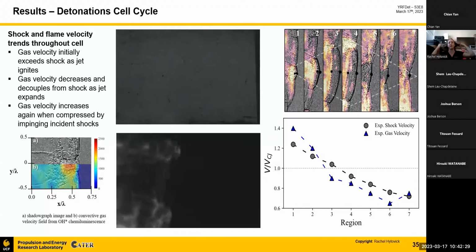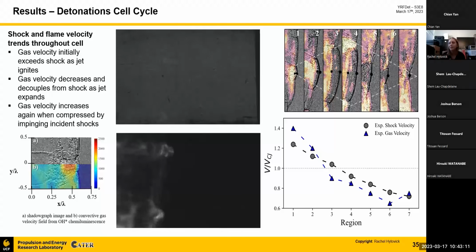As we track the shock and flame throughout the cell, we see that our gas velocity initially exceeds as our jet ignites, and then it decreases as our shock and flame start to separate. So here on the bottom left, it is a broad inference of convective gas velocity. It is not measured from PIV, it is measured from chemiluminescence using PIV processing. So it is not exact, but it is deducing a lot closer to what we would expect a gas velocity to be. And further work will go on to show if we can actually track that velocity with megahertz PIV.